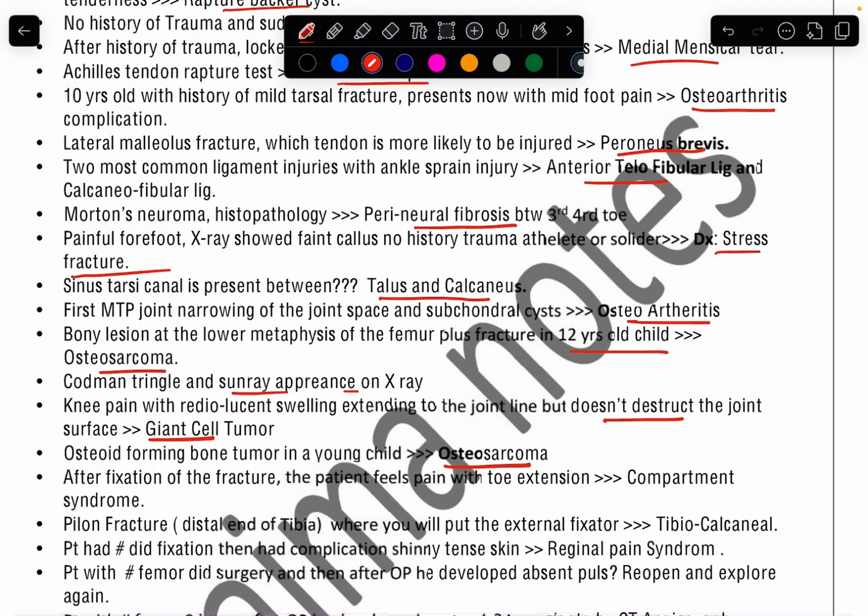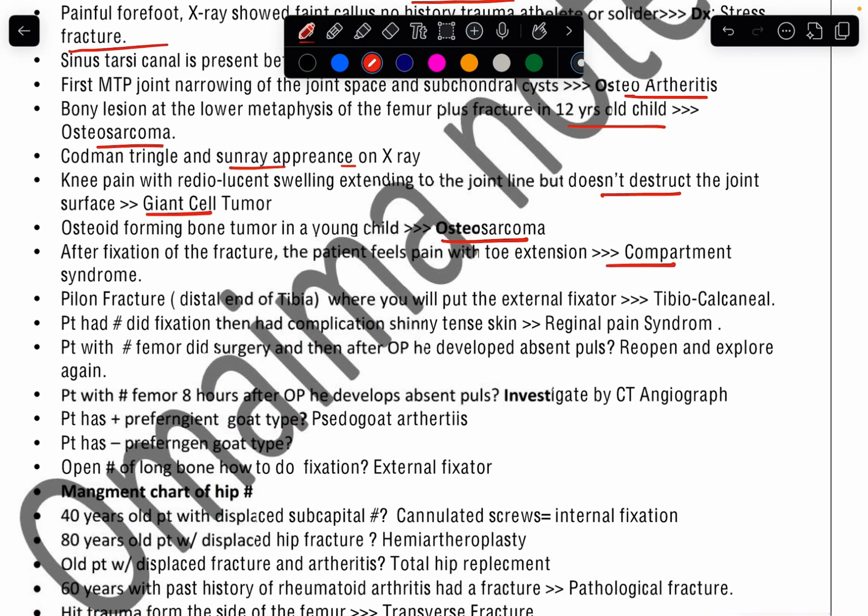After fixation of the fracture, patient feels pain with toe extension: compartment syndrome. Pilon fracture, distal end of the tibia: where do you put the external fixator? Tibiocalcaneal. Patient had fracture, did fixation, then complication, shiny skin: complex regional pain syndrome. Patient had femur surgery and after operation develops absent pulse: reopen and explore. Patient fracture 8 hours, operation, absent pulse: investigate with CT.